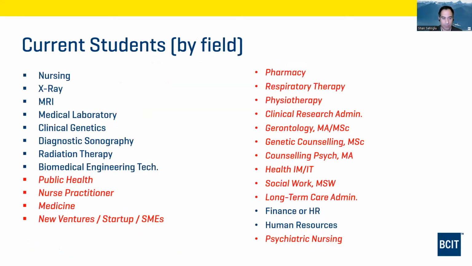Next slide, please, Darren. So in terms of the fields, these are the kind of disciplines that you'd see in the program. The ones that are shown in blue, these are professions and occupations that BCIT graduates our students into after entry to practice. So for example, sonography, clinical genetics, MRI, X-ray, these are all people who kind of come out of their first credential in health sciences at BCIT, but you also see the professions that are in red, so pharmacy, respiratory therapy, physiotherapy, clinical trials administration, gerontology, nurse practitioner. These are all areas that we don't actually teach at BCIT, but people come to BCIT to access our courses.